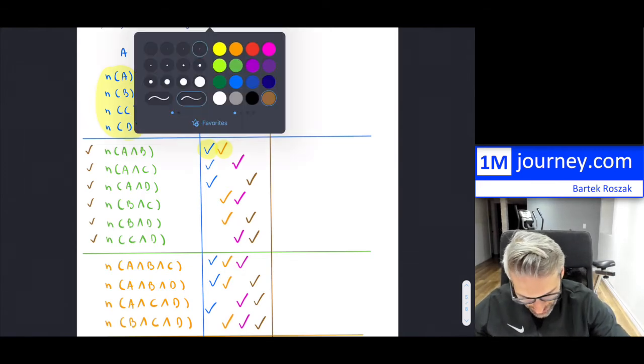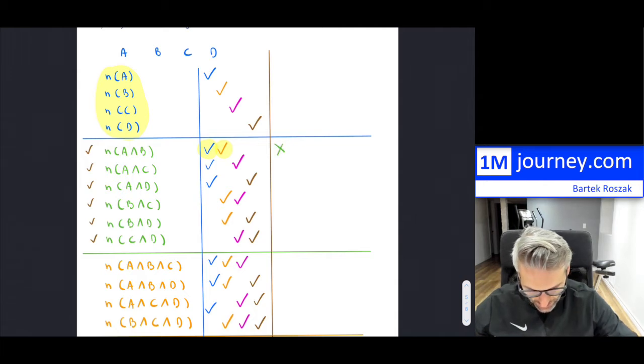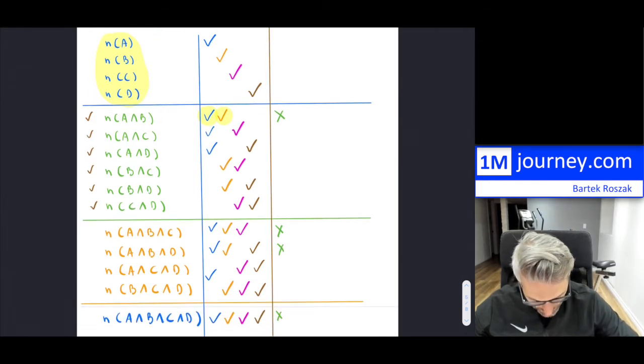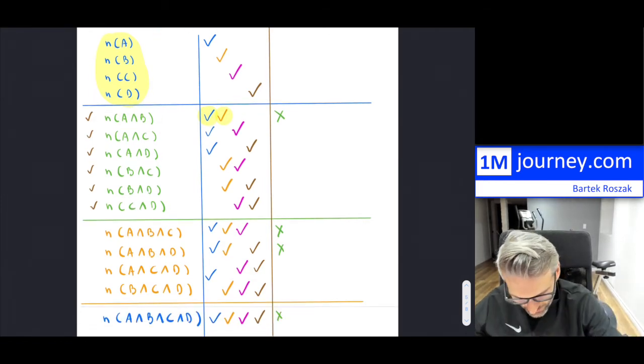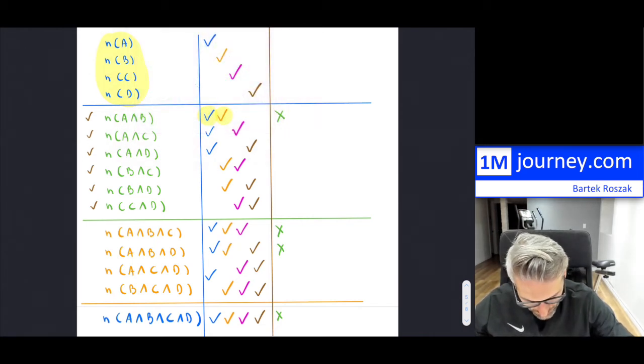So let's do that. Let's subtract. I'm going to put a cross here. So I'm going to subtract that. But now, where else do I see A and B? Well, I see it here. So that means this is going to get subtracted. A and B, this is going to get subtracted. And then this is going to get subtracted. So now let's subtract the other ones.